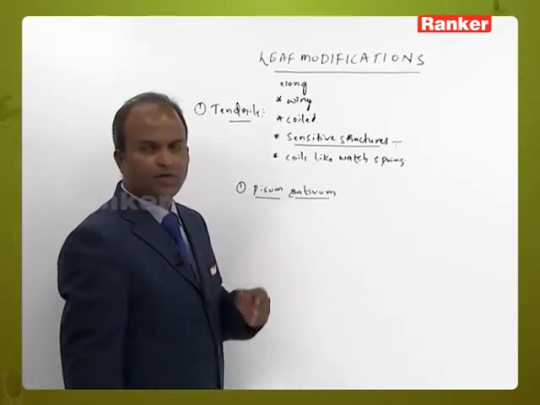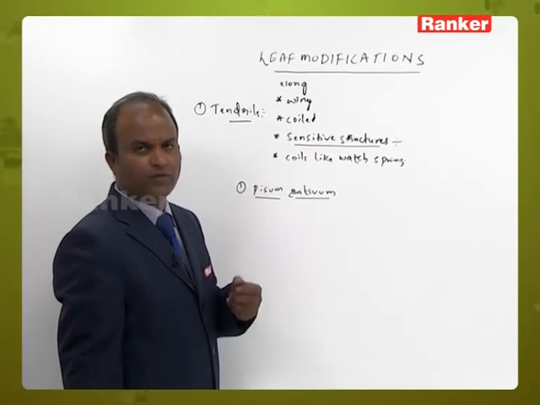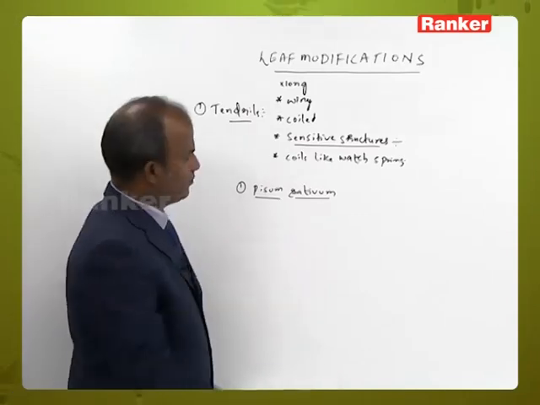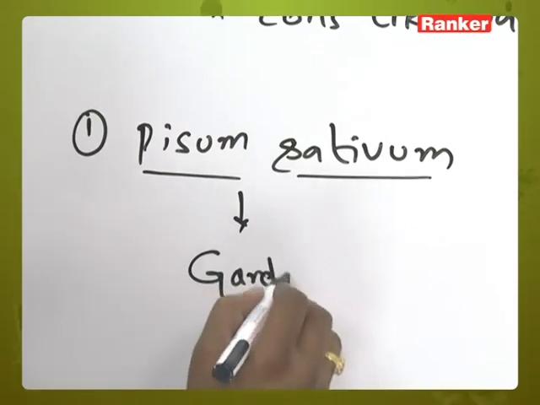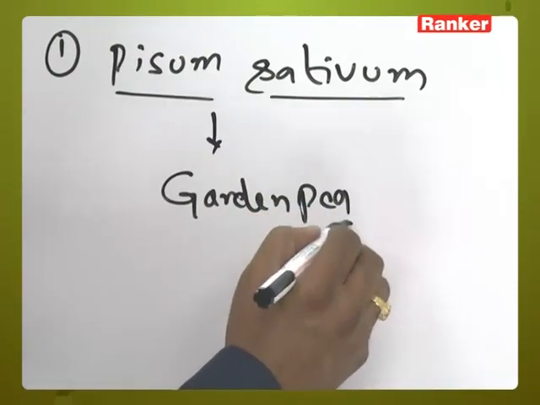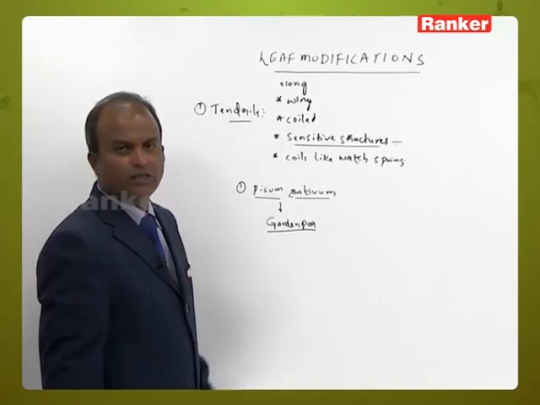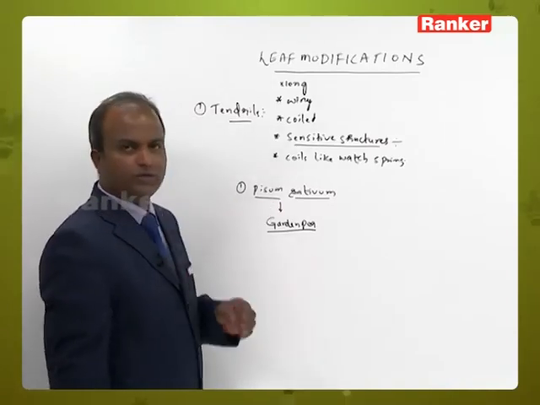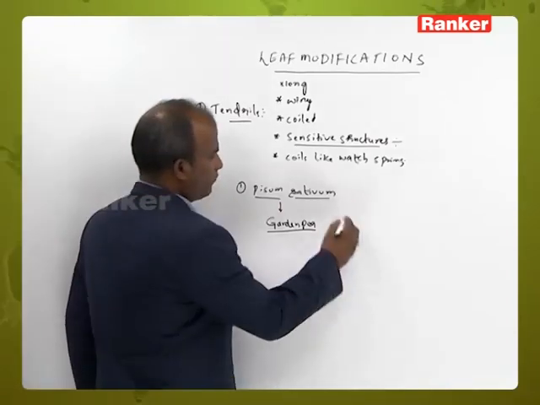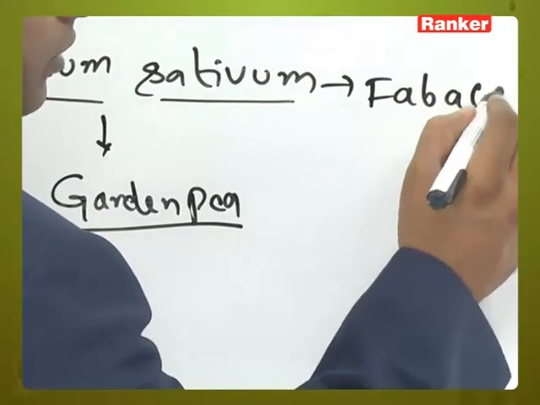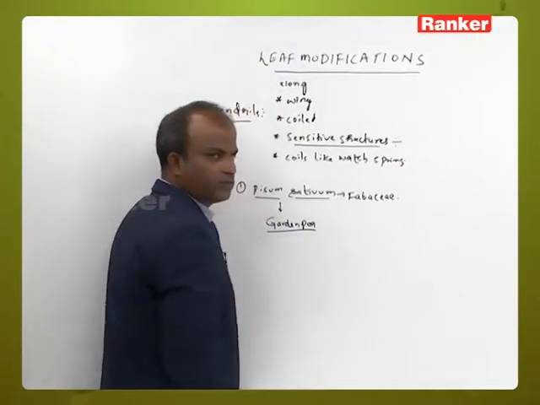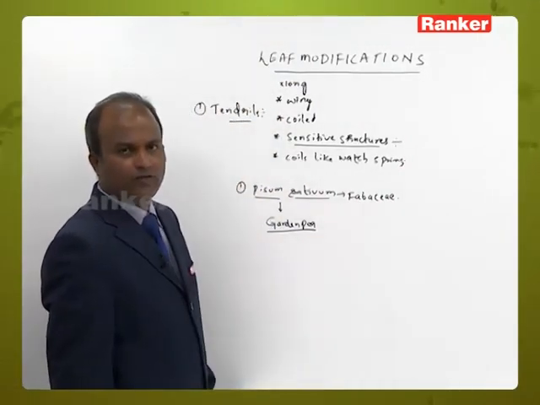What is the common name of Pisum sativum? It is nothing but garden pea. And it belongs to the family known as the Fabaceae family.